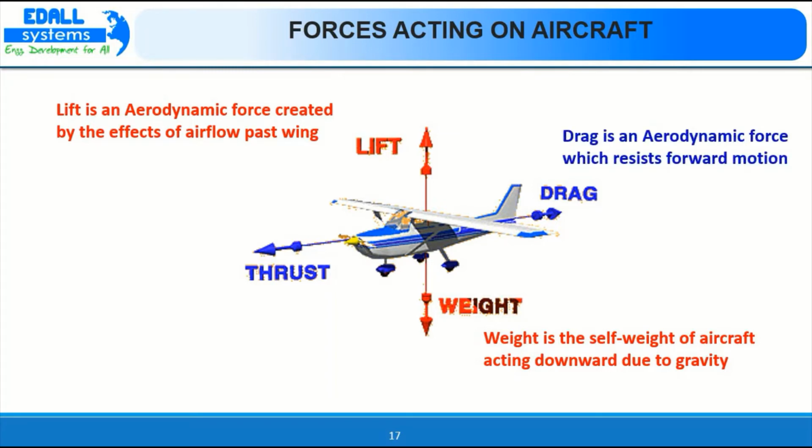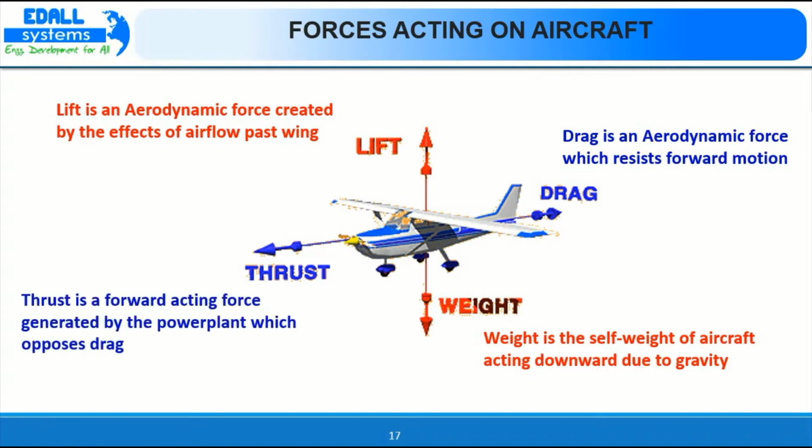Then we have drag. So drag is an aerodynamic force which resists forward motion. Then we have thrust. So thrust is a forward acting force generated by the power plant which opposes the drag. So this thrust is created with the help of an engine because just lift will lift the aircraft in upward direction, but it has to move forward to carry out an operation, to carry out a mission, to provide a service of transportation for passengers. So the aircraft has to move forward, and the engine helps in creating this thrust which is needed to move the aircraft in forward direction. So drag is the force which is created due to aerodynamics, which is opposite to this thrust. So it will act in backward direction, which resists the forward motion of an aircraft.